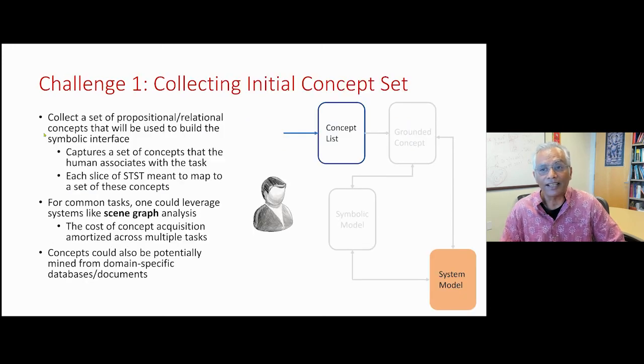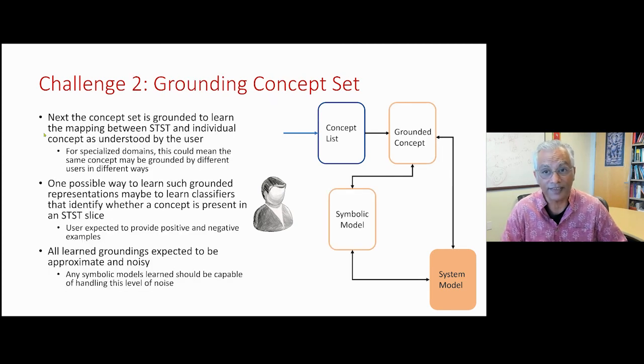So now coming to the research challenges, I'm very quickly going to point them out. The first is the collection of the initial concept set. Again, we have done this in the work that we have done, and the challenge here is more general: how do we expand this, collecting the set of propositional and relational concepts. Sometimes this can be done at a task-specific level. Sometimes it may be possible by leveraging systems like scene graph analysis, where the concepts are common across multiple tasks. These concepts can also be mined from domain-specific databases.